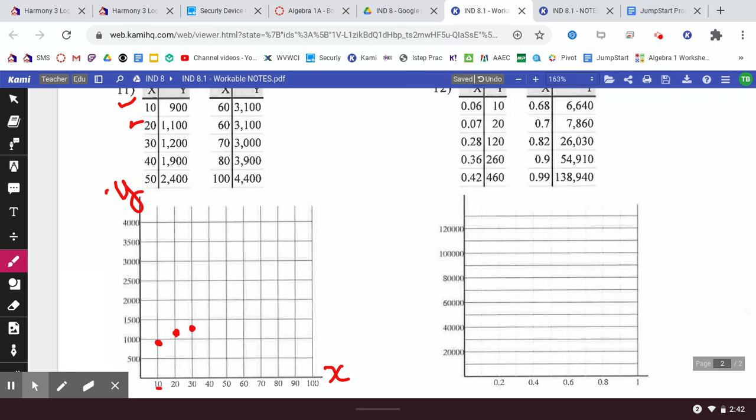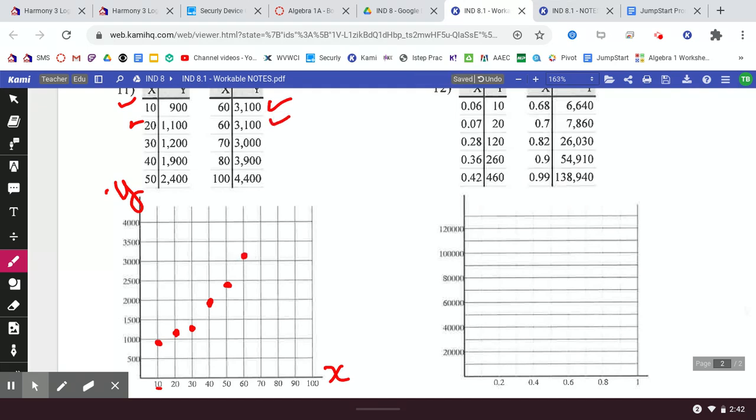And then I've got the point 40, 1,900. So go over 40. Again, I don't have a 1,900, but I have a 2,000. So I'm going to go right under the 2,000 line. Let's see, what else? 50, 2,400. So I'm going to go over to 50 and up to not quite 2,500, right below it. Right here, I've got a 60 and a 3,100. So I go over to 60. I go just above 3,000 because that's where I'm going to call 3,100.